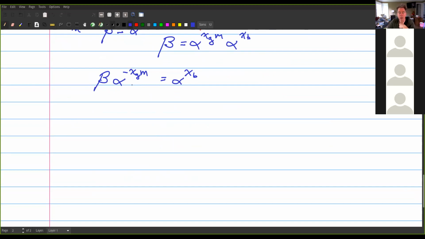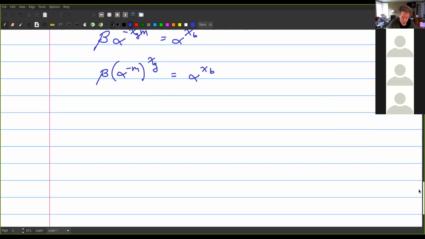Okay, it'll turn out to be a little bit more computationally efficient if I rewrite that thing on the left as beta times alpha to the minus m, to the xg, is equal to alpha to the xb. The reason is that we're going to be checking lots of xb's and xg's. So now this will just be some fixed number, and we don't have to do an inversion every time we try a different xg. We just take this number, whatever it is, and raise it to the xg power.